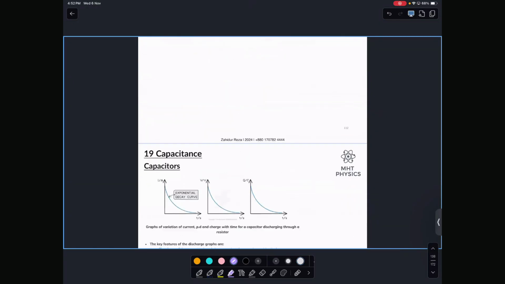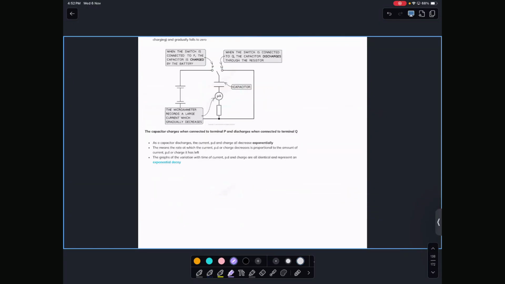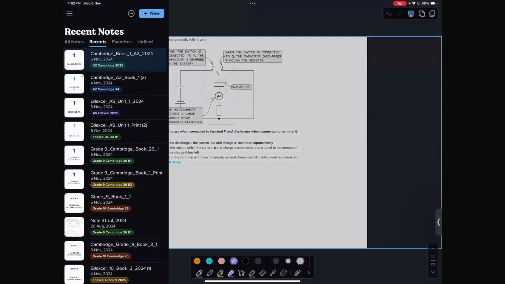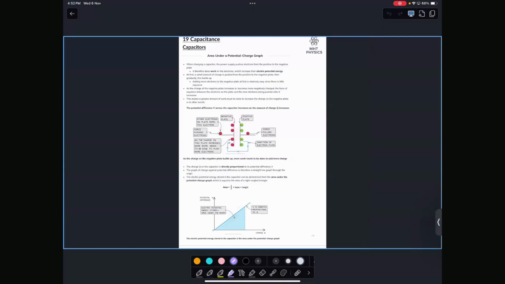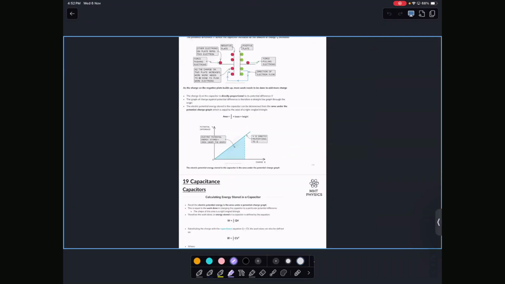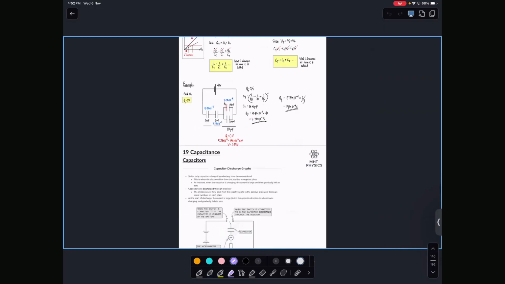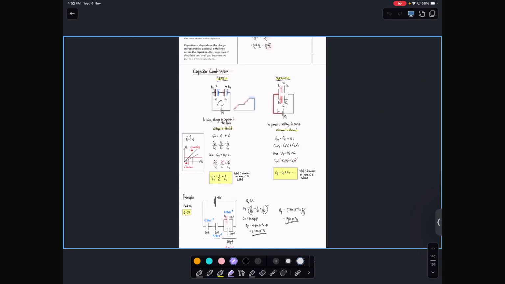So for this, can you go to page 112? Page 112. I think by now you know the trend for A2 chapters is that they have a lot of graphs. So you're gonna learn 6 graphs now. Okay, 6 of them, they're very repetitive, so I don't think it should be a problem. But before we start, let me check one thing.